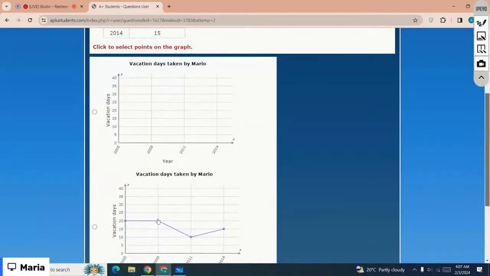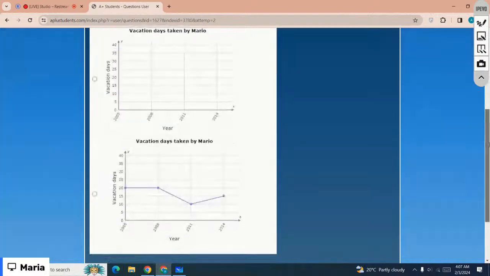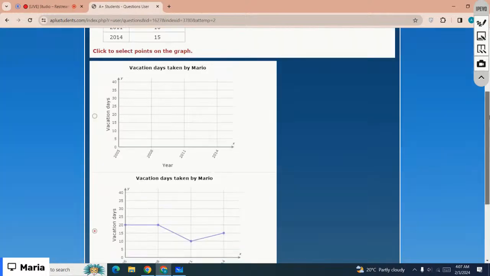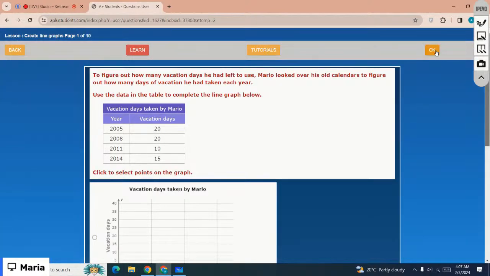Here is 2008, here is again 20. Got it? Then in 2011, it's 10. Here is 2011, here is 10. And in 2014, that is 15. So just join these points and make a line. So the option number 2 is the correct option. Obviously, 2 is the correct option because 1 is just the empty graph. Got it?